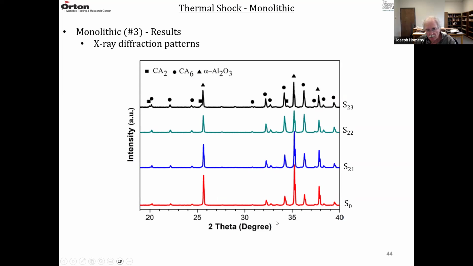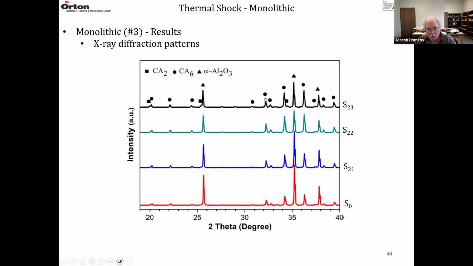So they ran X-ray diffraction on S0, S21, S22, and S23. And the aggregate is primarily alpha alumina, the triangles. You can see the large peaks here for alpha alumina. And then this is the sintered material. So the cement phases are gone, and we're forming CA6, and we're also forming a little bit of CA2, another high temperature calcium aluminate cement type phase. CA2 is the squares, CA6 is the circles.